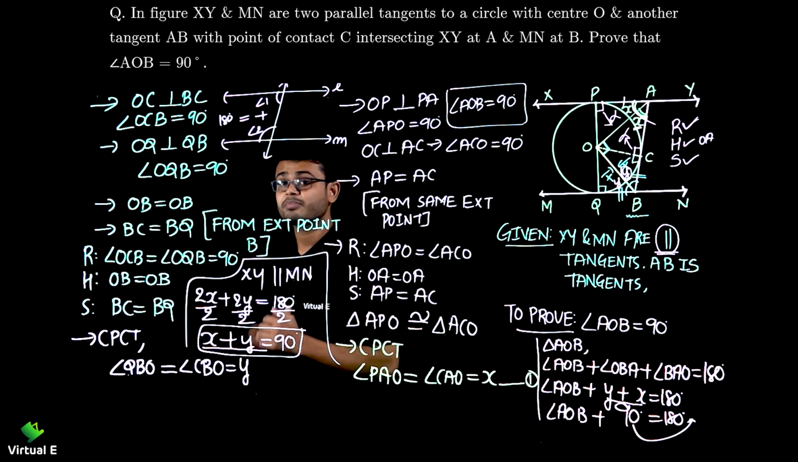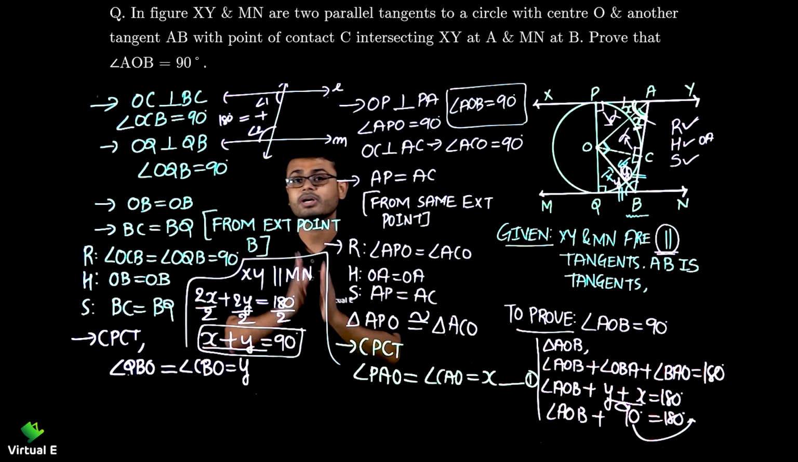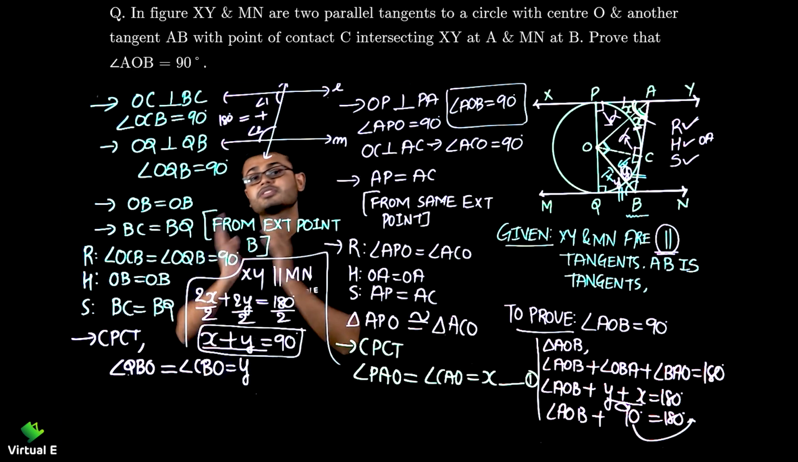So this was our chapter circles. What we learned most in this chapter is about tangents, theorems related to it, concentric circles, circles and triangles, and circles and quadrilaterals.